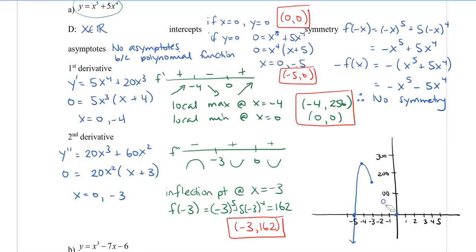Well, sorry, I'm going to exaggerate that a little bit too much. So we're going to curve down, hit 0, and then curve back up. And then there we have it. So please make sure that you use your concavity and your inflection point to kind of help you draw and outline the graph at the very end.